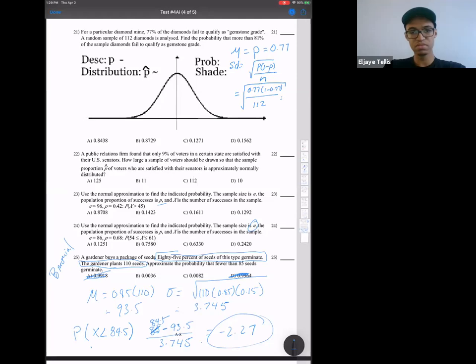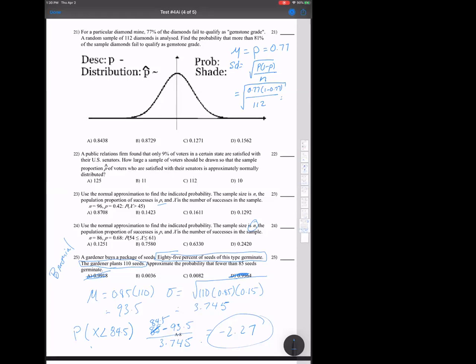So where's my calculator? So 0.77 multiplied by 0.23, that's 700 minus 7, yeah, 0.23, equals. Then you divide that by 112, and then you take the square root. And so that is 0.0398. That's my answer to 4 decimal places. That's my standard deviation.